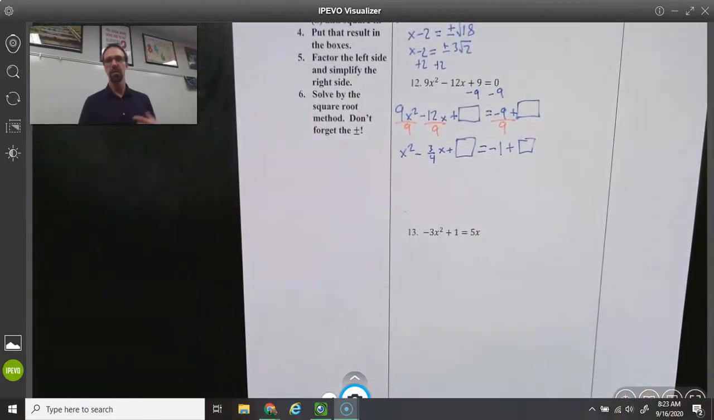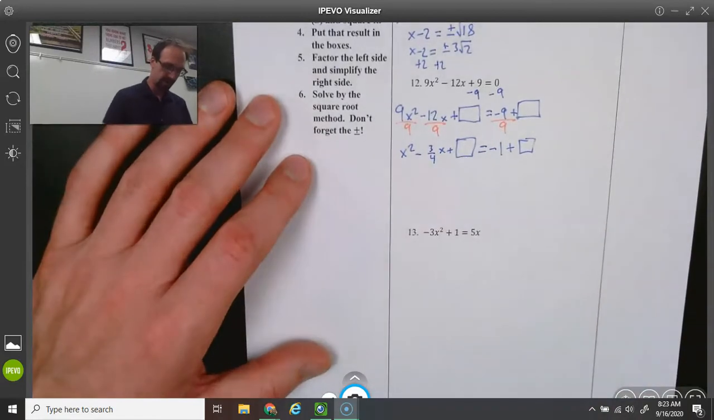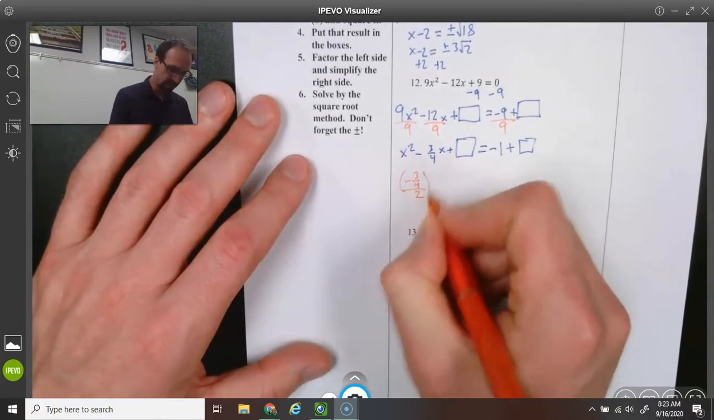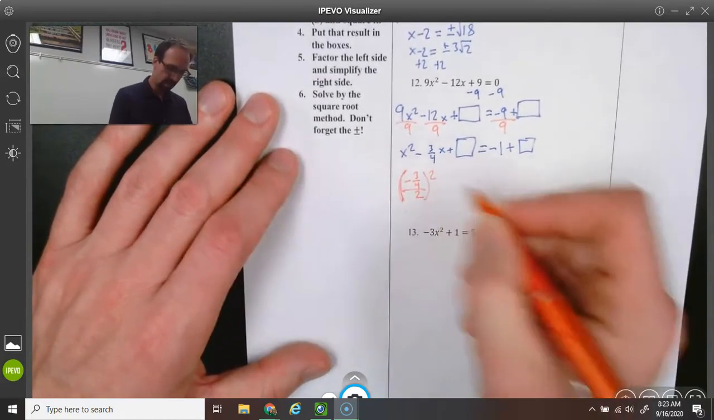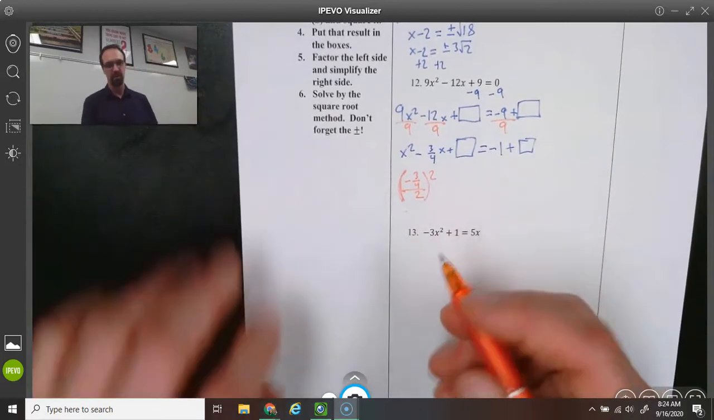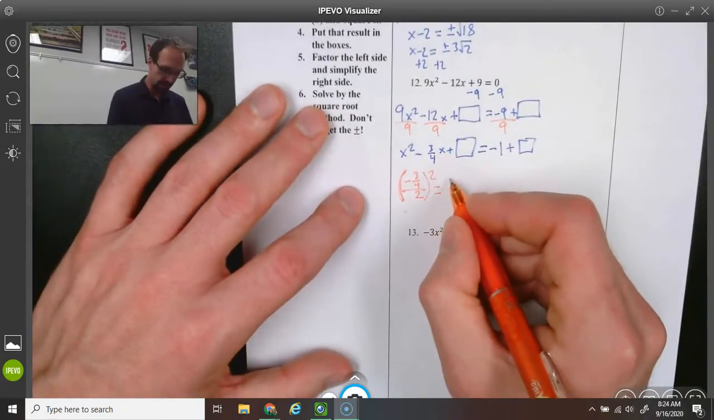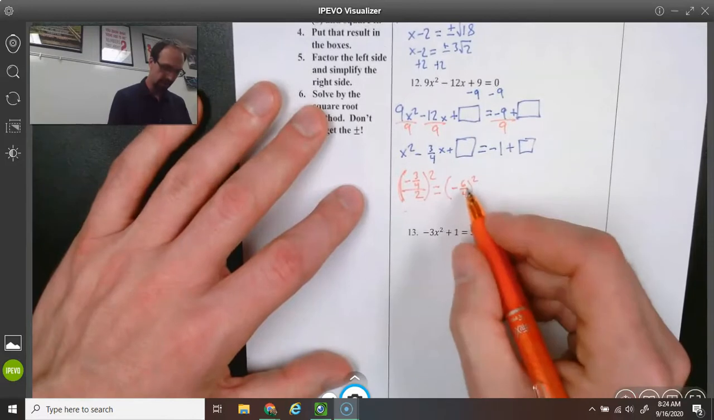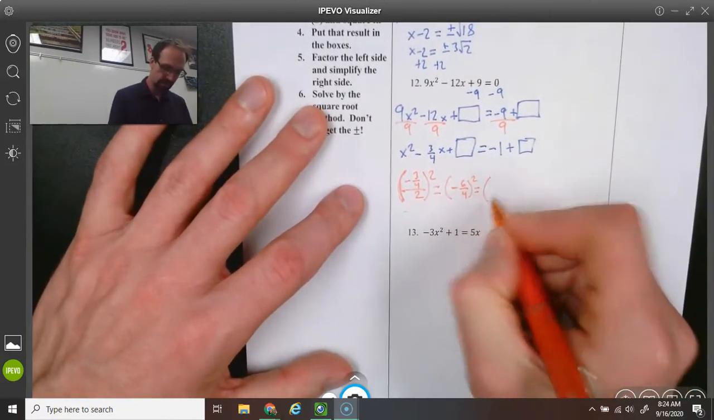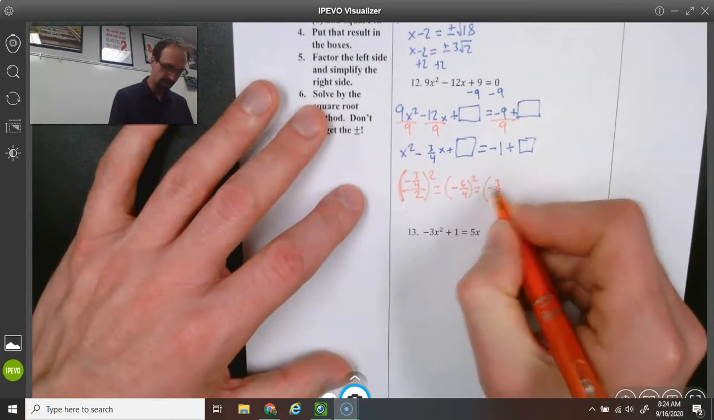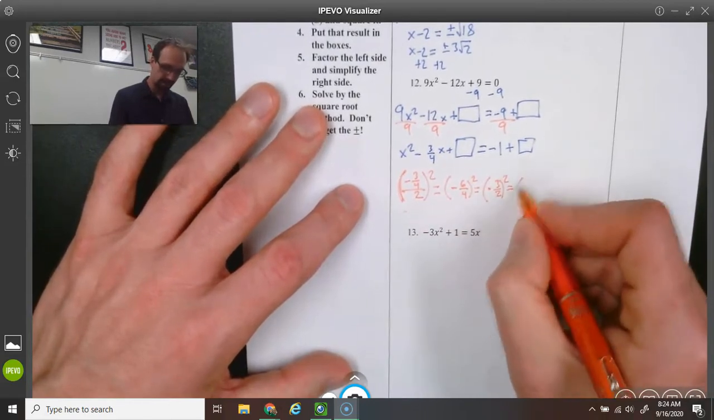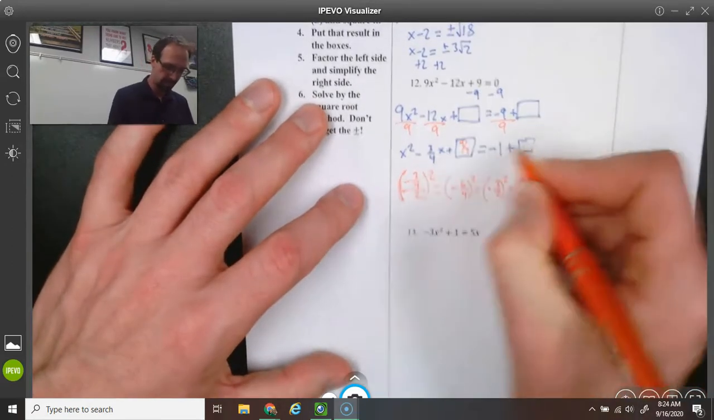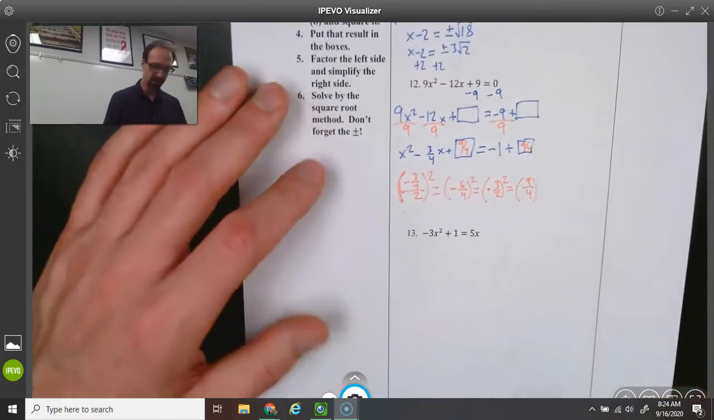Now we go through and still follow our steps that we talked about earlier. So I'm going to take -3/4, divide by 2, and then square it. Remember, -3/4 divided by 2, we're going to multiply by the reciprocal. So this is going to give me -3/8. Squaring that gives 9/64. So we're going to be adding 9/64 on both sides.